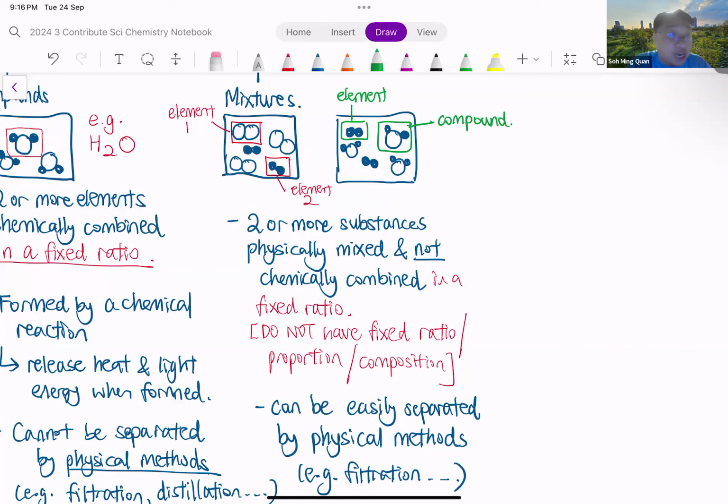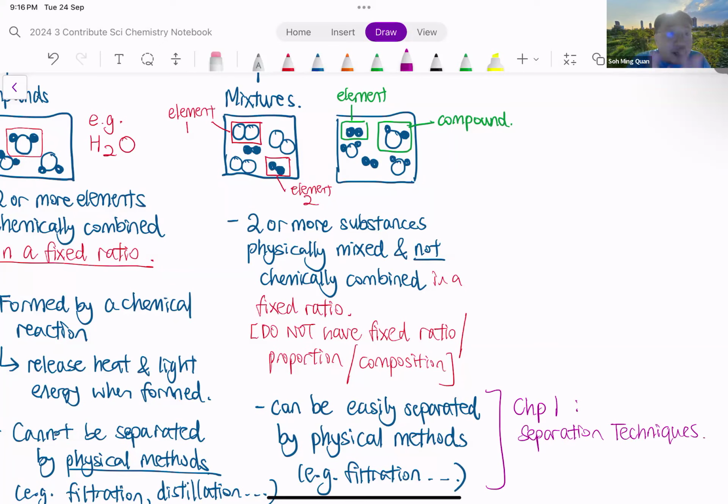But the idea is it's just a physical mixing. There's no fixed ratio, no chemically combined. And because of that, we separate them simply using physical methods like filtration, distillation, evaporation, crystallization, chromatography. Okay? So all the separation techniques, in case you forgot, this is chapter 1. So go back and watch the video for separation techniques, where we will cover all the separation techniques such as filtration, evaporation to dryness in detail.